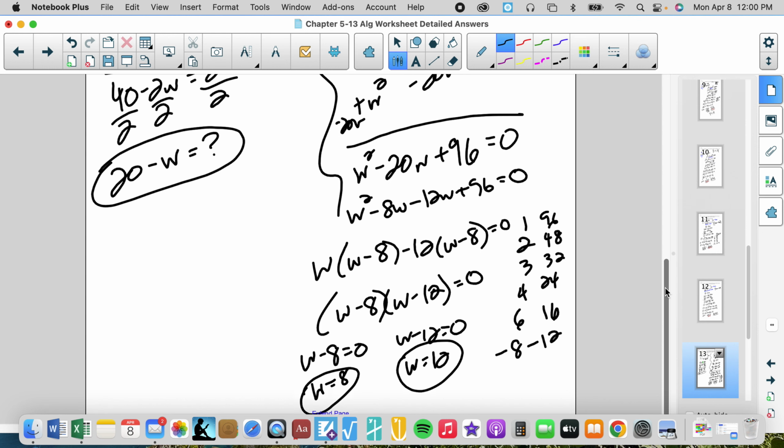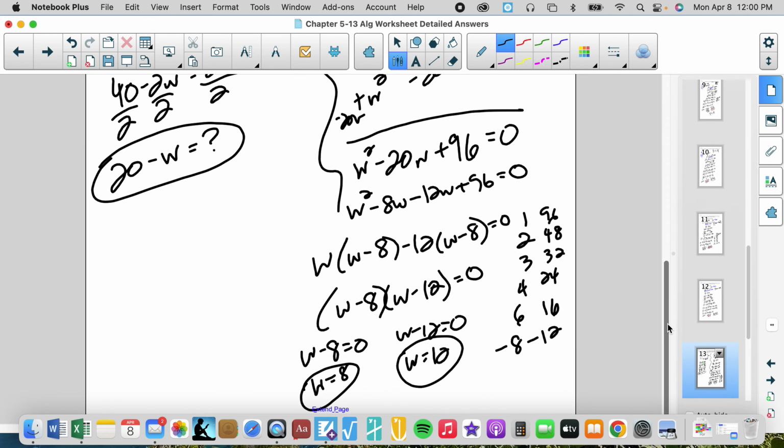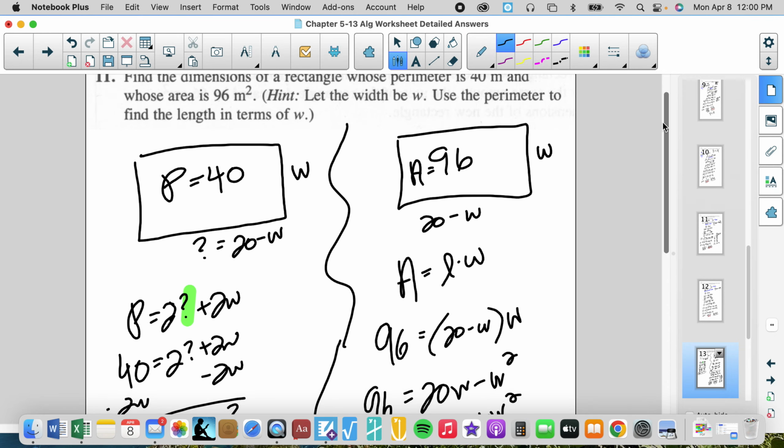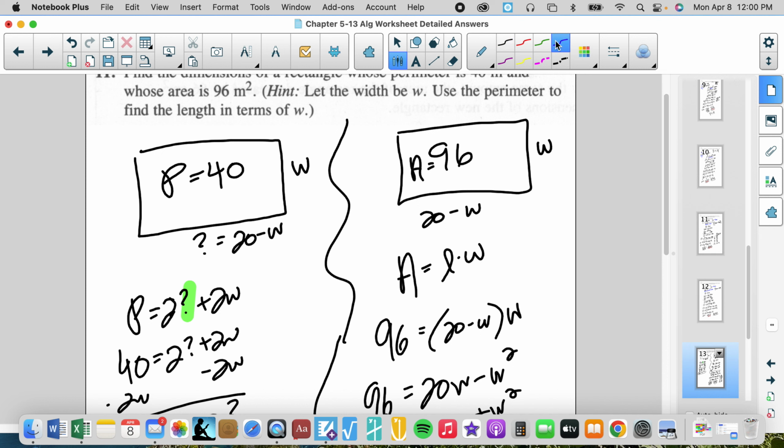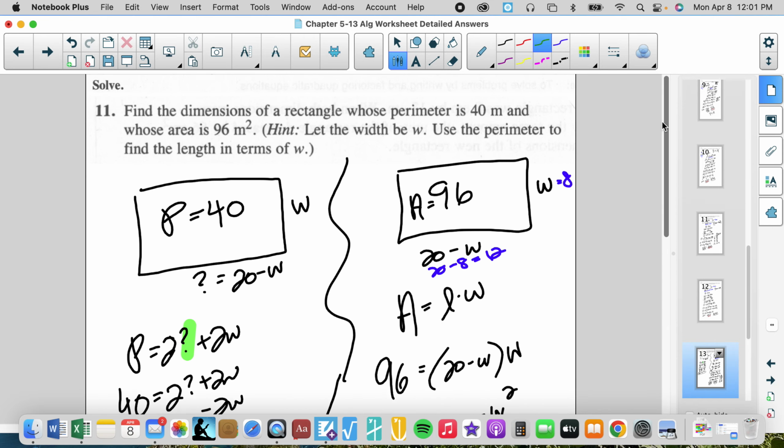How is that? Well, we know that width can be length and length can be width. So let's check it out. Let's plug it in. So if we put the width at 8, that's going to be 20 minus 8 is 12. So we see how it's 8 by 12. If we say the width is 12, then it's 20 minus 12, which equals 8. So it's either 12 by 8 or 8 by 12.